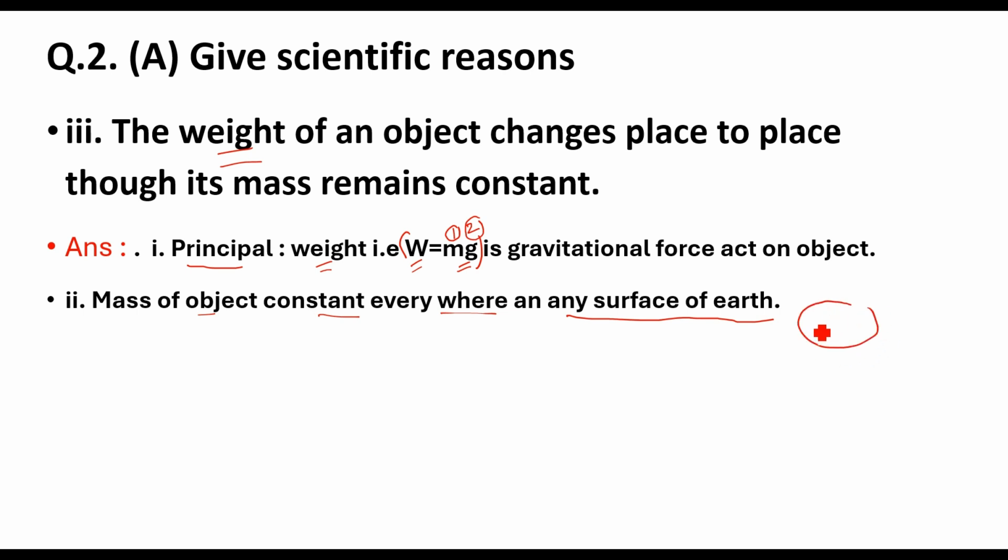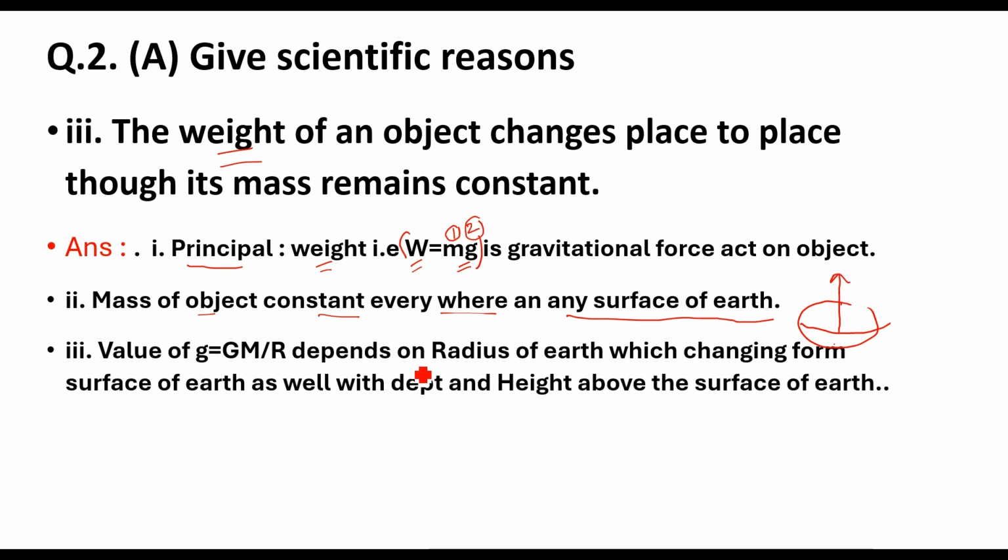Any surface of the earth, on the equator or on the pole, is what we call the surface. A point above the surface of the earth should also be considered, and that's why we have written it there. And again, this g depends on capital G, capital M and capital R. So g depends on R because capital G is the universal gravitational constant.